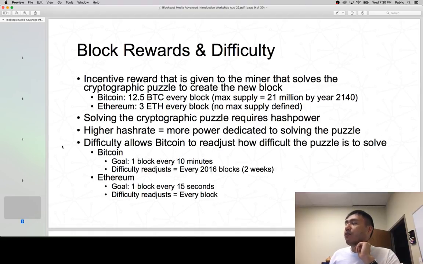What incentivizes people to put up their resources to keep the network secure is a reward. Every time somebody finds a block, they are rewarded in that native cryptocurrency. So for Bitcoin mining, you are rewarded in Bitcoin, right now 12.5 Bitcoin for every block. And for Ethereum, it's 3 Ethereum for every block.